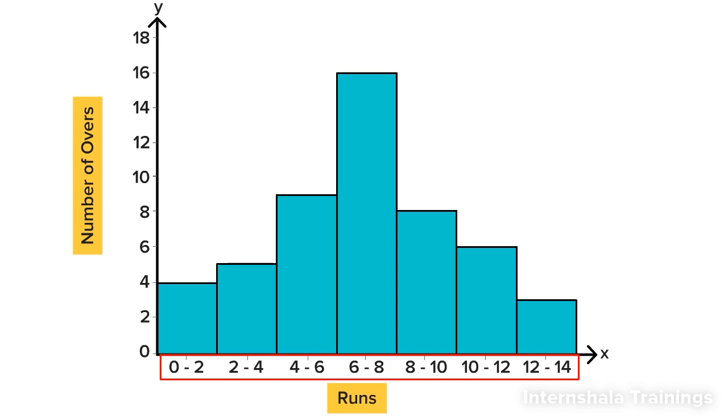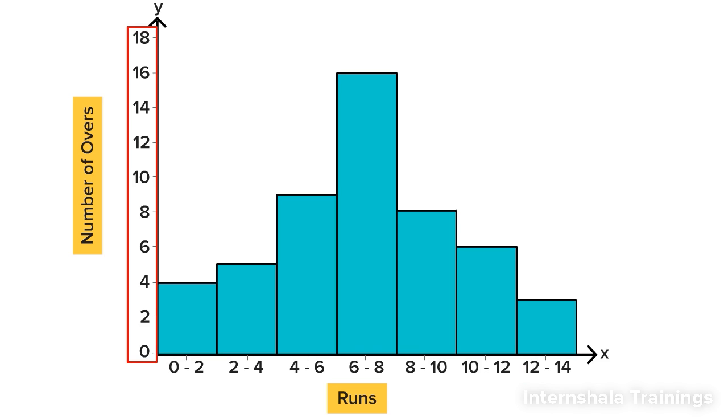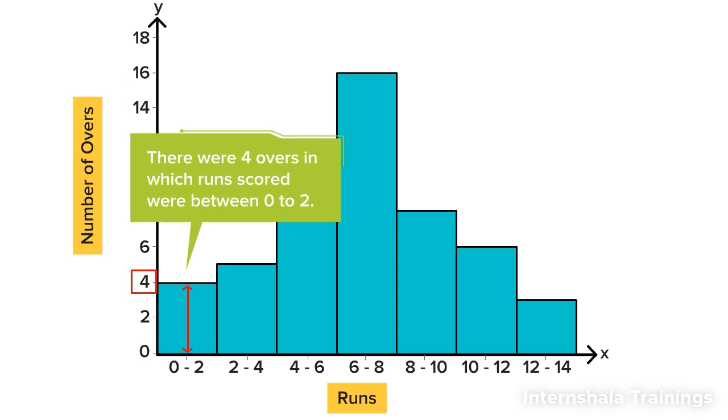The runs represented on the x-axis are categorized into intervals of 2, as x-axis values in a histogram are represented in intervals which are known as bins. So here, the intervals would be 0 to 2, 2 to 4, 4 to 6, etc. The frequency of those many runs being scored in the overs is shown on the y-axis. In the chart here, you can see that y-axis value for 0 to 2 runs interval is 4. That means there were 4 overs in which runs scored were between 0 to 2.